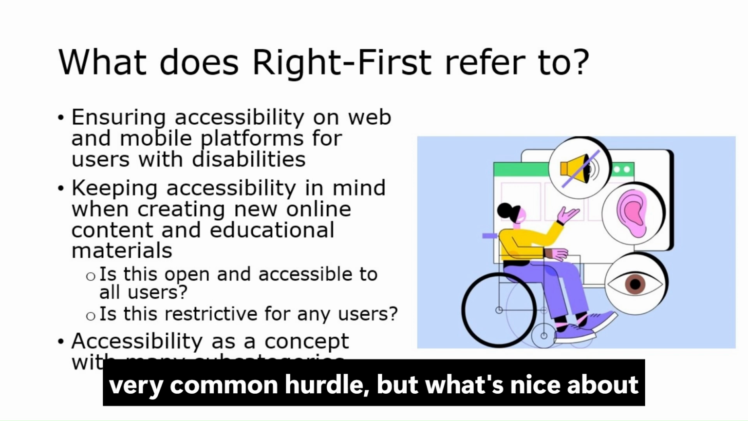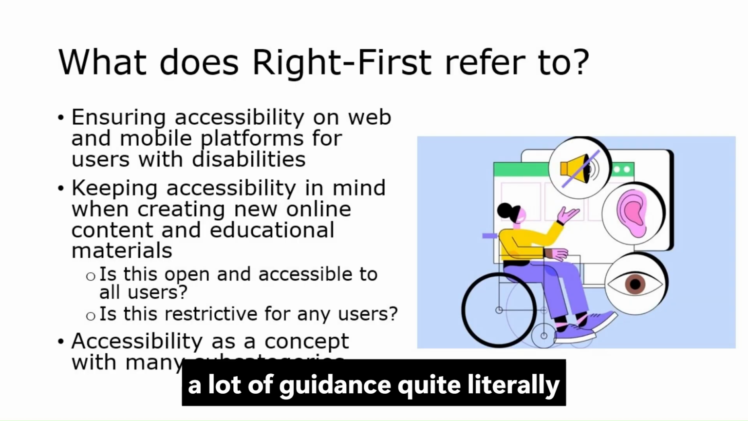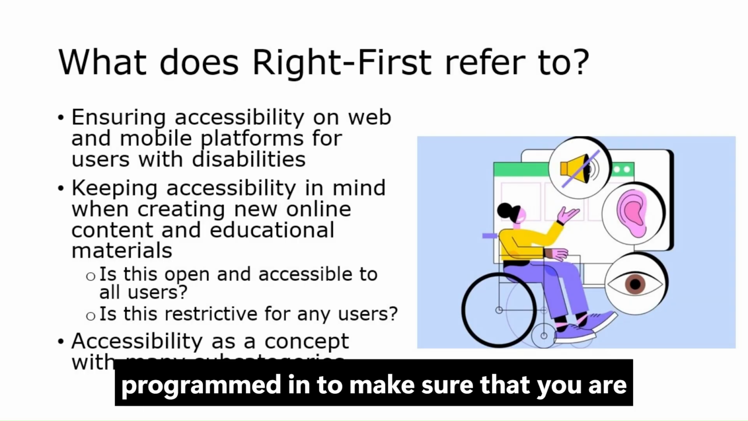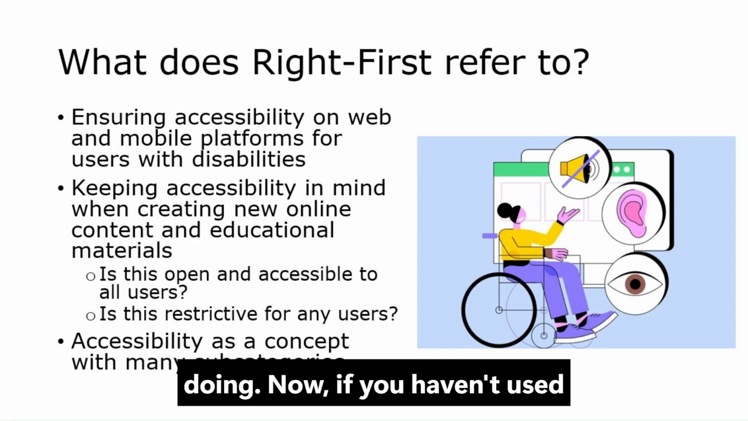This is a very common hurdle, but what's nice about a program like Pressbooks is that there's a lot of guidance quite literally programmed in to make sure that you are aware of things that you may not have even thought to notice. In this, you're able to have multiple eyes on what you're doing.